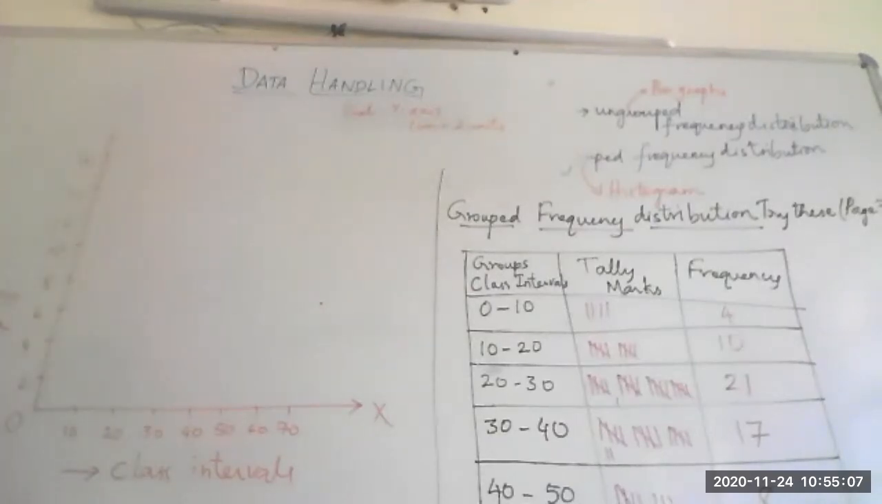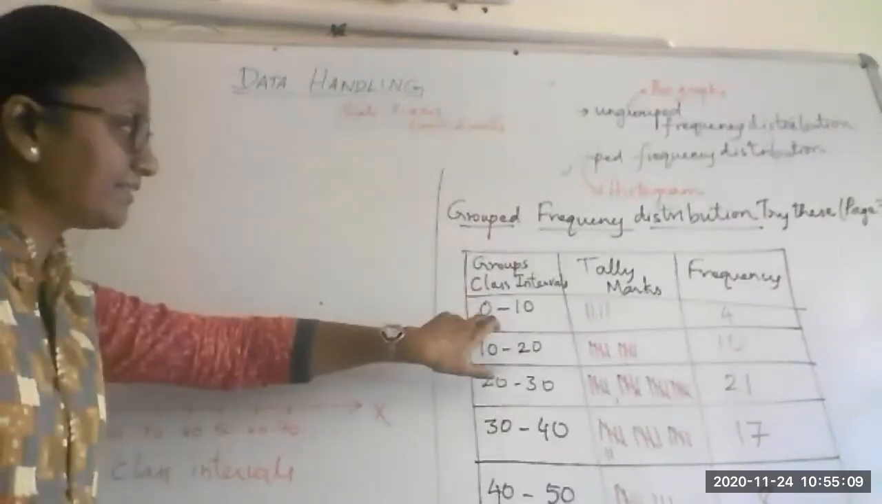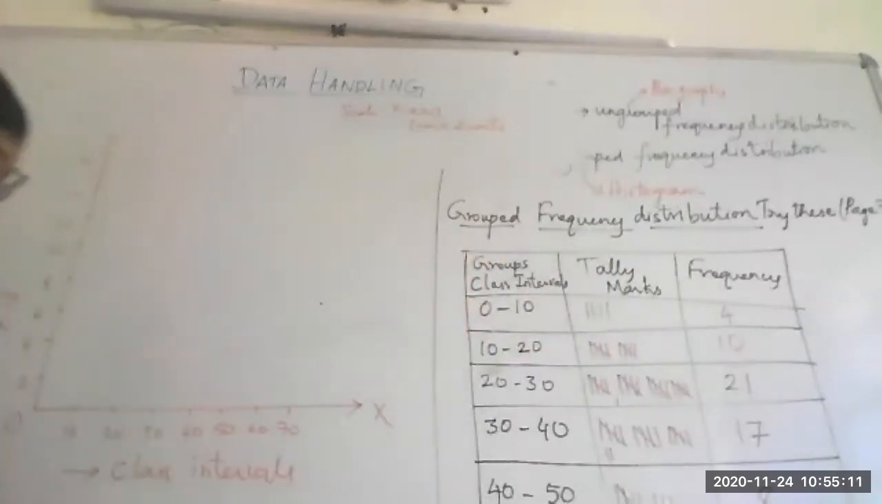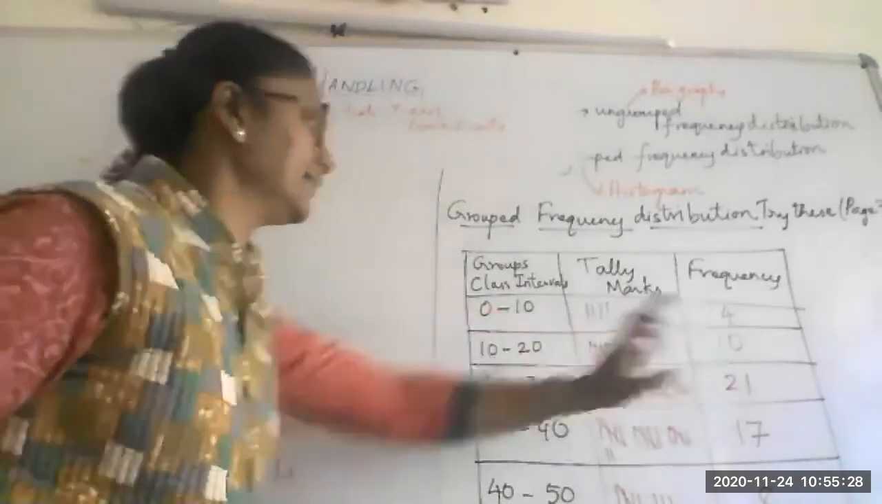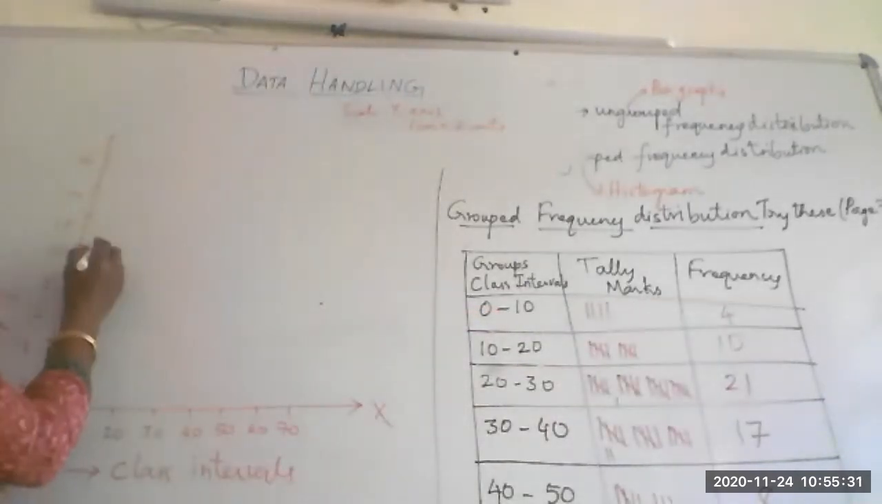Alright. Next you have to start with the class intervals. Between 0 and 10, 4 entries are there. This is the first class interval, between 0 and 10. The number of entries is 4. So this is my first bar that I shall be drawing. I can shade it like this. Then the second bar is between 10 and 20. The entries are 10. It will come somewhere here.